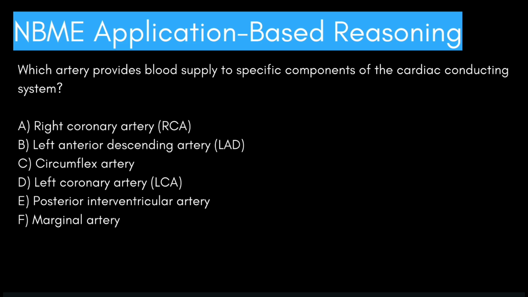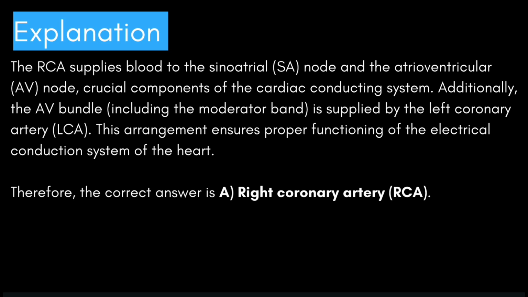All right, I think I gave you guys enough time here. If you need more time, please feel free to pause the video. Otherwise, moving on now. The right coronary artery supplies blood to the SA node and the AV node, SA also known as sinoatrial, AV known as atrioventricular. These are crucial components of the cardiac conducting system.